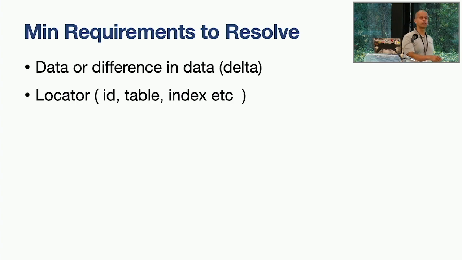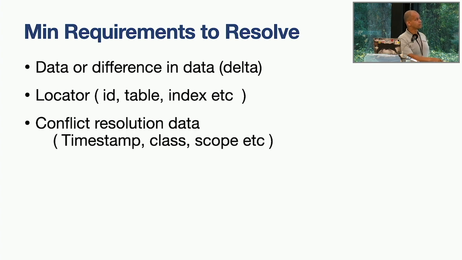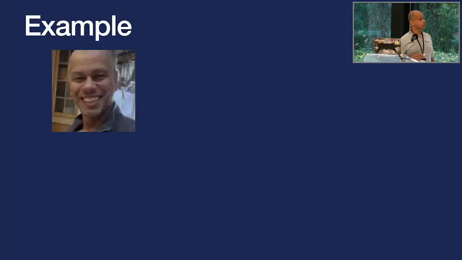We need some kind of a locator. The locator is something that identifies that piece of data. It's not enough to know that my name changed from Charles to Jerome, but I need to know that it was my name and it wasn't Andrew's name, and so on, right? So we need the locator, some kind of thing like that. Typically that's an ID, or maybe it's an index, or possibly a table as well. We also need the mechanism that we're going to resolve the conflict with, right? So how are you going to resolve this? Are we going to base it on time, or are we going to base it on the class or the scope, et cetera? So let's look at some examples.